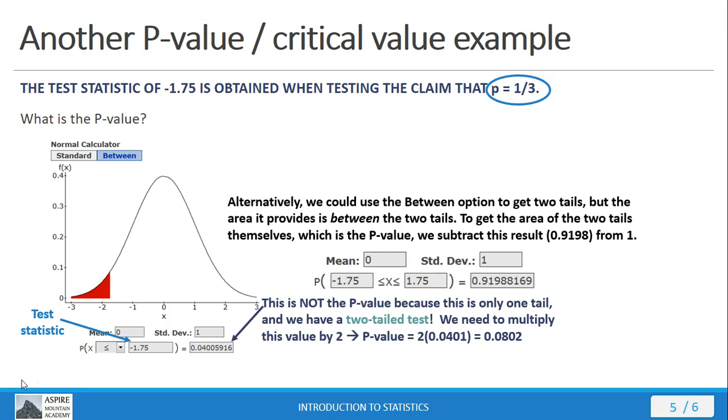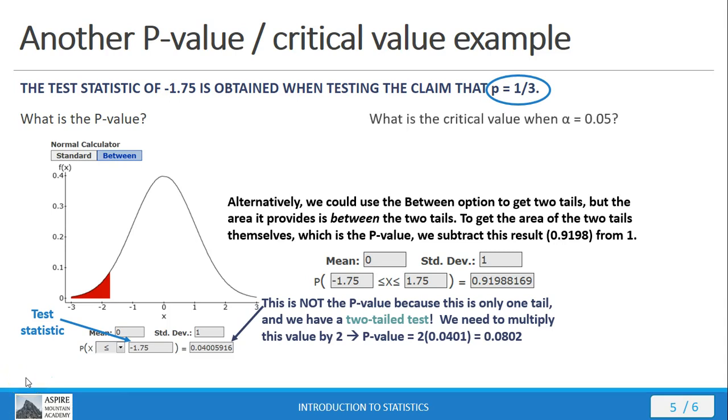Now, because we have a two-tailed test, we could use that between option and get to two tails. But then we're going to have to recognize that this area that comes out, the 0.9198, is actually the area in between the tails. We want the area of the tails. So to get the area of the tails from this, we'll have to subtract this from 1. But notice if you take 1 minus this number, the 0.9198, you're going to get 0.0802 coming out. So either way to work this is going to get you to the right answer.